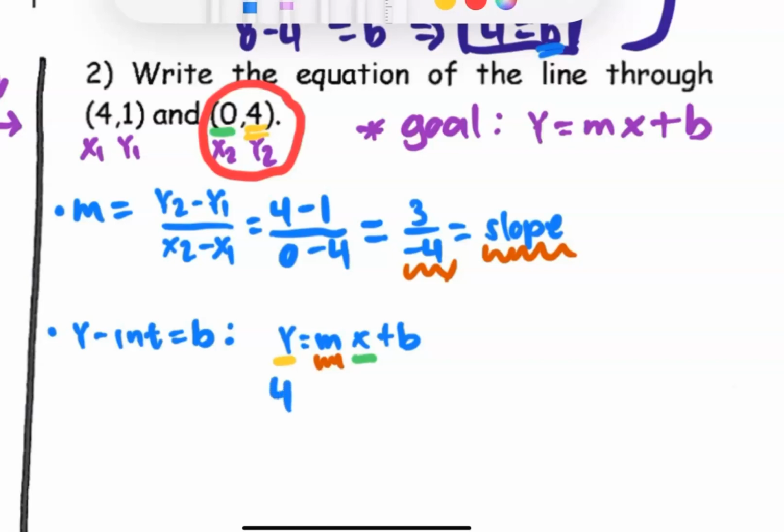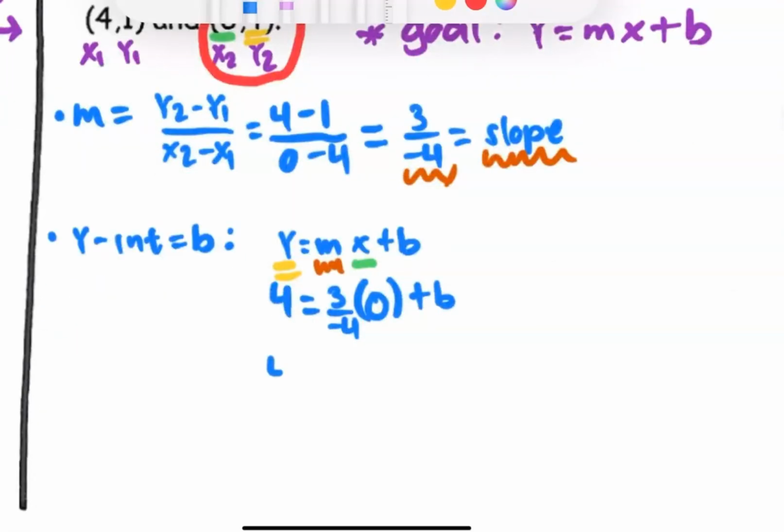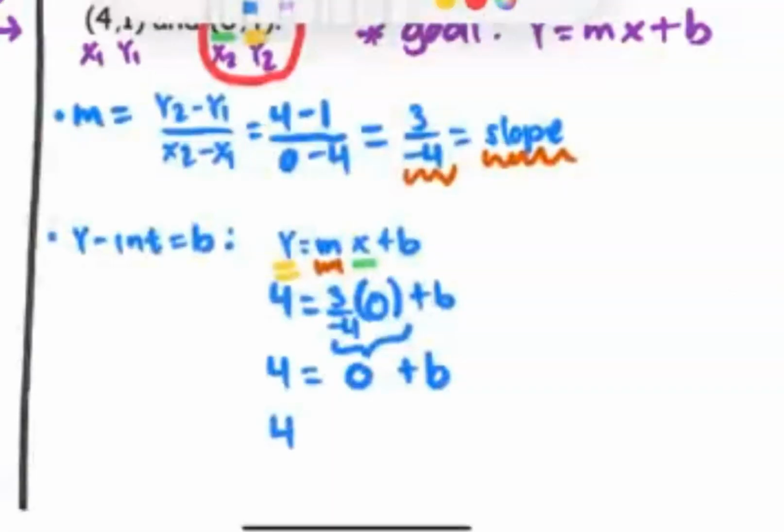Y is 4, and I didn't do 2 lines for it here. So y is 4 equals m, which is 3 over negative 4, times x, which is 0, inside of parentheses, plus b. After this, I'm going to simplify, and then if you type this into a calculator, you get 0 plus b. And so after I simplify this, I get 4 is equal to b. And this is my y-intercept.